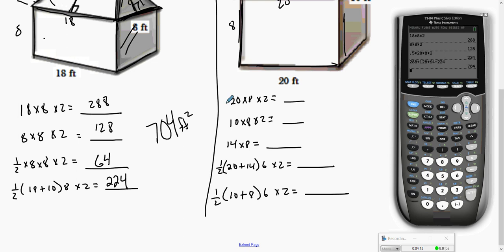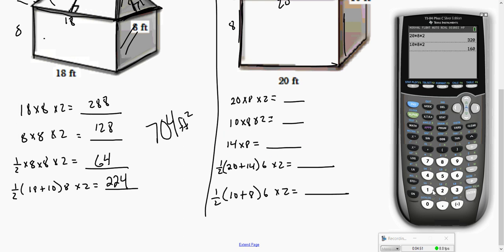Okay, so there's all the sides that I have to deal with. Front and back, right, left. The very top, front roof, back roof, right roof, left roof. Okay, so 20, let's clear that out. 20 times 8 times 2 times 8 times 2. 320. That was 10 by 8 by 2. That's 160. 10 by 8 by 2.